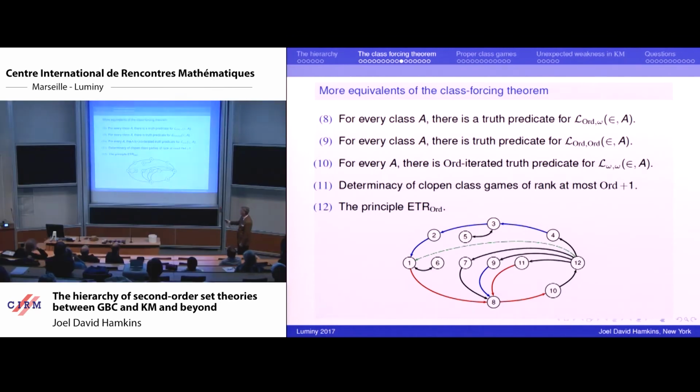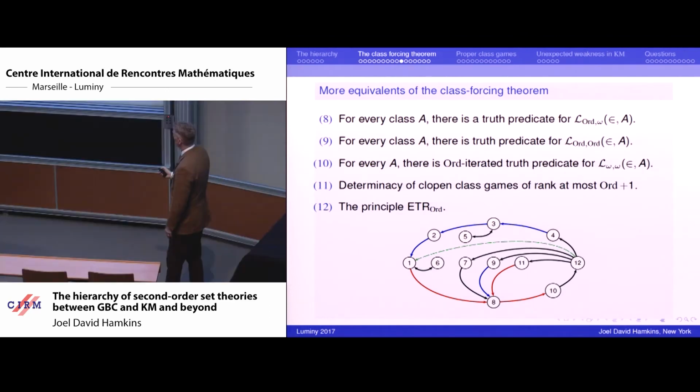It's also equivalent to the existence of truth predicates in the infinitary language, where you can take arbitrary set conjunctions. It's also equivalent to the existence of truth predicates in this full infinitary language, where you can also have arbitrarily large blocks of quantifiers. It's equivalent to the existence of an ORD iterated truth predicate in first order logic with class parameters. It's also equivalent to the determinacy of clopen class games whose game tree has rank at most ORD plus 1. And it's equivalent, finally, to the principle ETROrd.